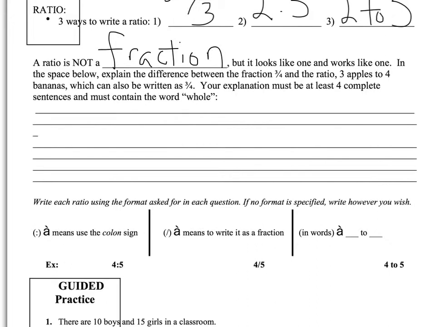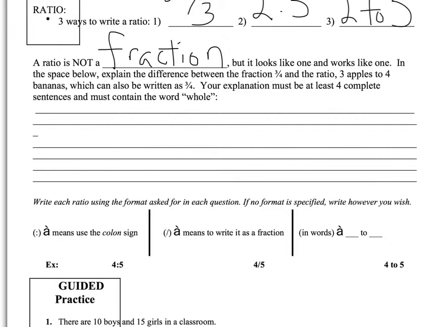Okay? In the space below, it says this. Sorry, let me read this statement here. A ratio is not a fraction, but it looks like one, and it kind of works like one. In the space below, explain the difference between the fraction 3/4 and the ratio 3 apples to 4 bananas, which can be written as 3/4. Your explanation must be at least 4 complete sentences and contain the word whole. So I'm going to give you a couple minutes to write this down in complete sentences in silence. Please begin now.